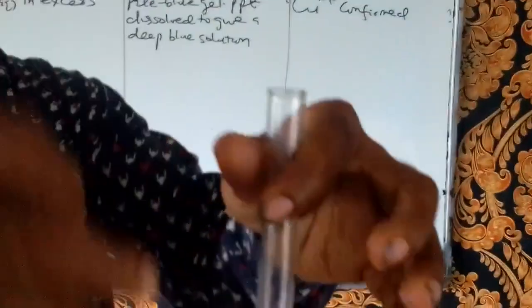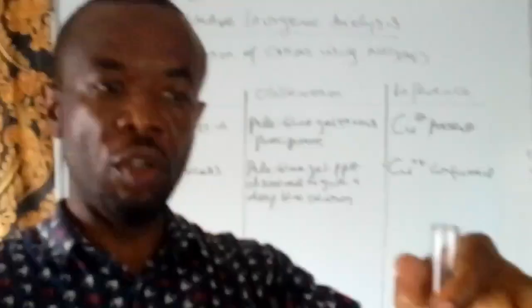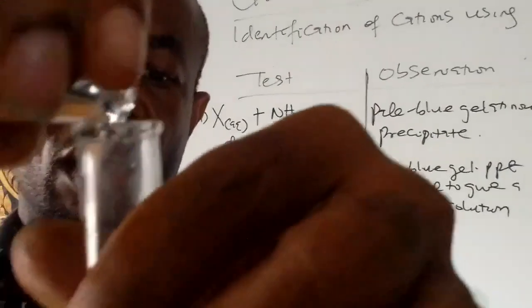White gelatinous precipitate. Now I'm going to add the ammonia in excess to see whether it's going to dissolve or not. So I'm going to add extra ammonia to see whether that white solid will disappear. So adding, you see it disappearing little by little. When you look at it, nothing is remaining again. So the white gelatinous precipitate had dissolved, giving us a colorless solution.